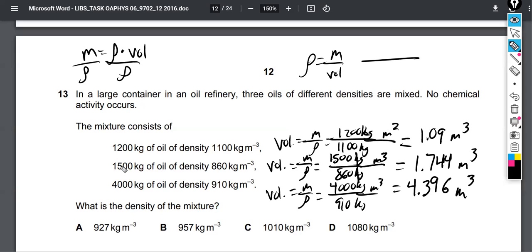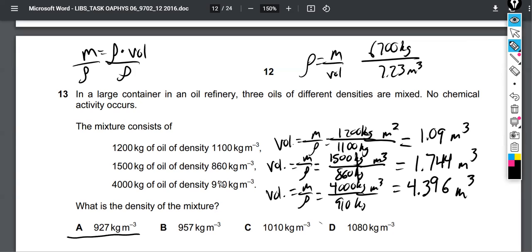So if we do 4,000 plus 1,500 plus 1,200, that works out to 6,700 kilos of oil. And the total volume: we sum 1.09 plus 1.744 plus 4.396, which is 7.23 cubic meters. That's the total volume of this mixture. So density is still mass, 6,700, divided by volume, 7.23, and I get 926.7. Pretty close to 927.